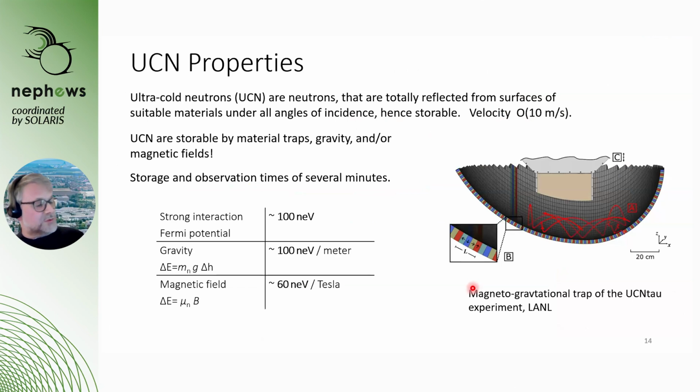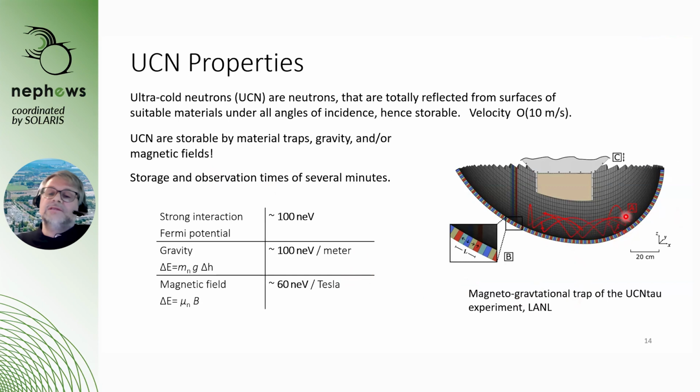So let's switch gears and go to ultra-cold neutrons. Ultra-cold neutrons are special in the sense that you can actually store them in a bottle and carry them around. Because a layman's definition of ultra-cold neutrons is that those are neutrons which reflect from any surface, under any angle. This means you can store them, and here on the right is a picture of a magnetogravitational trap, sorry for the typo, of the UCNtau experiment in the US.